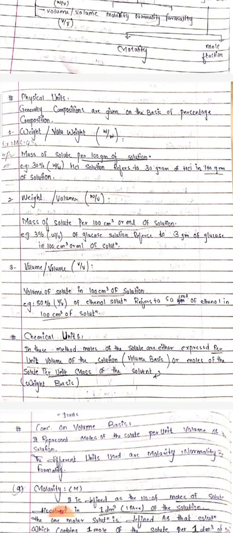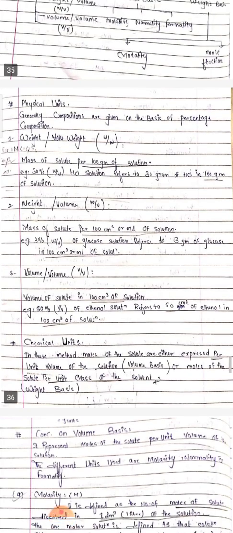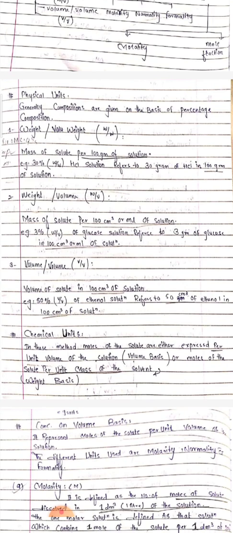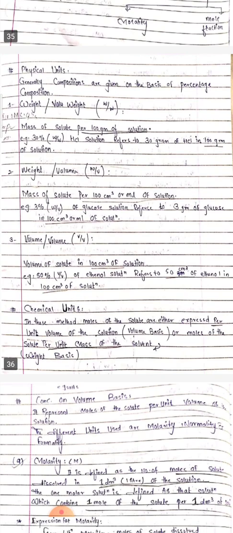For a 3% weight by volume glucose solution, always remember that whatever percentage composition is mentioned in the bracket, like W by W, W by V or V by V, a 3% glucose solution means 3 gram of glucose in 100 cm3 of solution. That may come for the MCQs. Then volume by volume is the volume of the solid in 100 cm3 of the solution. A 50% V by V ethanol solution means 50 cm3 of ethanol in 100 cm3 of the solution.